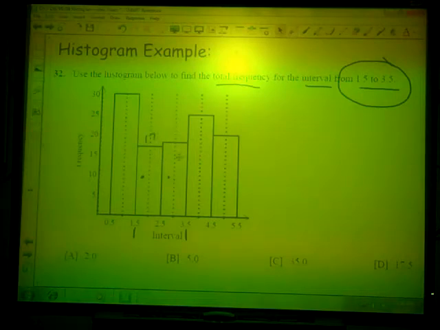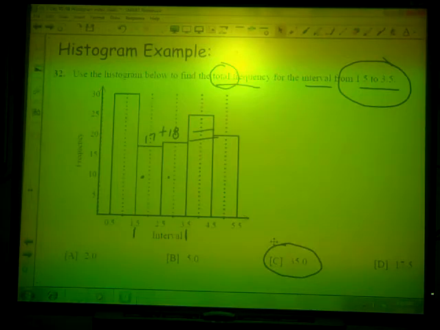Well, that kind of helps you out for this one because 17 is right here. This goes up 1, so this one happened 18 times. So we want to know the total of the frequency. So we're just going to simply take these two numbers and add them together. So 17 plus 18 is going to give us an answer of 35.